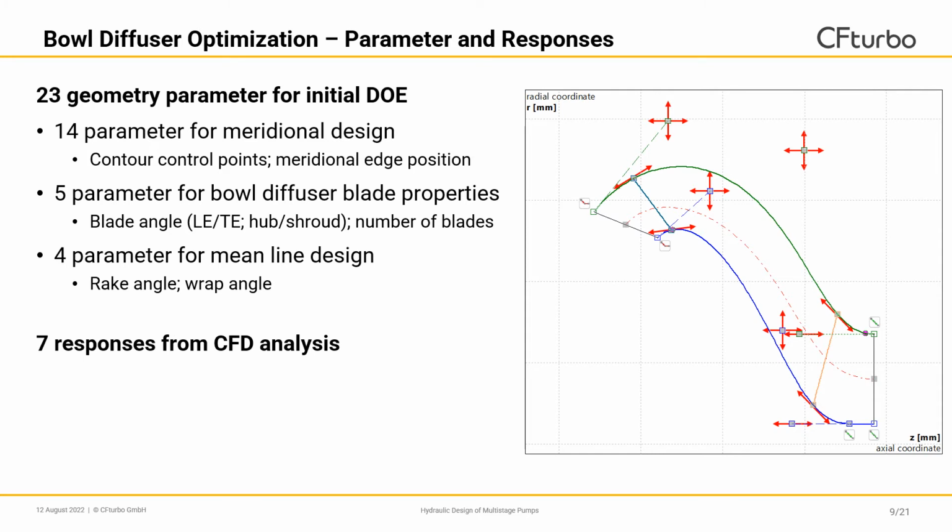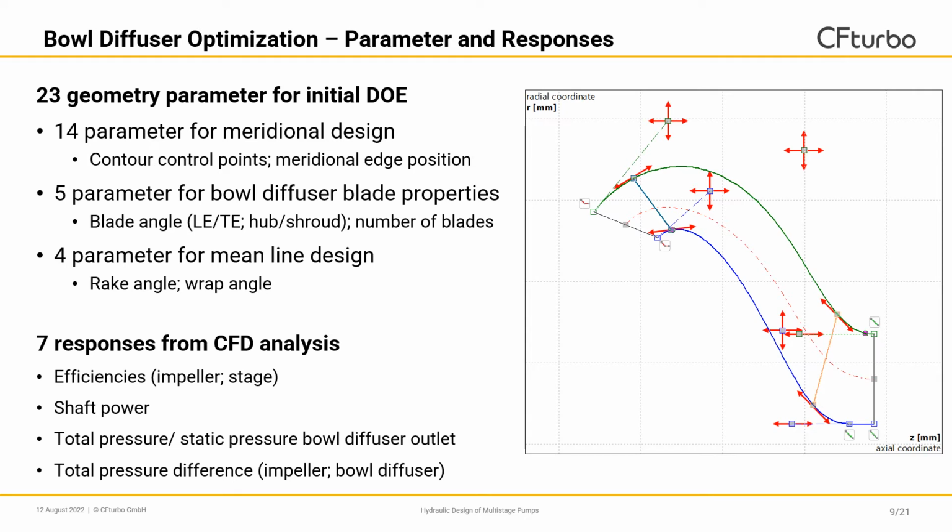From the CFD analysis, we got in total 7 responses. So these were the efficiencies for the impeller as well as for the pump stage. We evaluated the shaft power. We evaluated total and static pressure at the bowl diffuser outlet right here. And of course, we evaluated the total pressure difference of the impeller as well as the total pressure drop inside of the bowl diffuser.